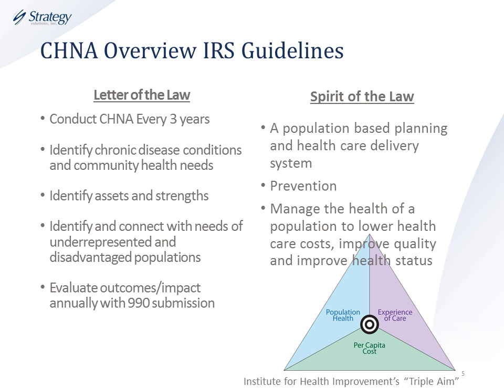Now, many folks recognize that we have the letter of the Community Health Needs Assessment IRS Guidelines, so we have to do our CHNAs every 3 years. We have to evaluate outcomes and impact, and it should be annually with the 990 submission, even though some people interpret those guidelines a little bit differently. But the spirit of the law is really not so much that we just have to do this stuff to be compliant, but it really is about creating a population-based planning and healthcare delivery system to promote prevention and to really achieve the triple aim, which is lower healthcare costs, improve quality, and improve outcomes or health status.